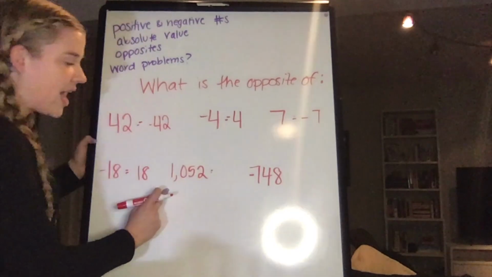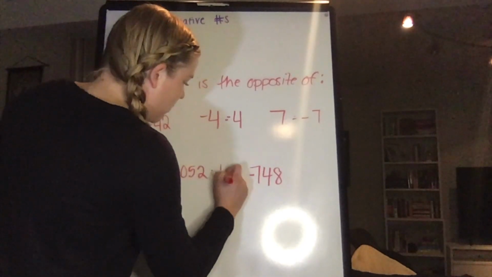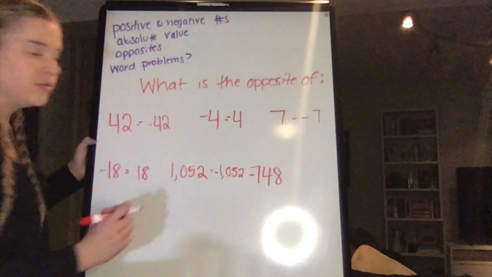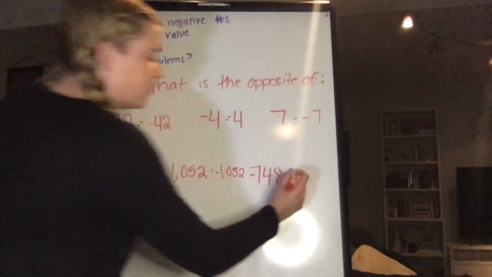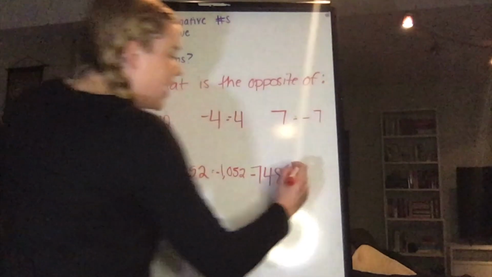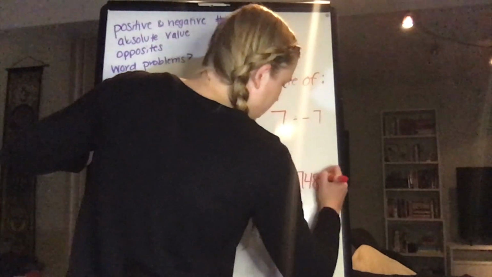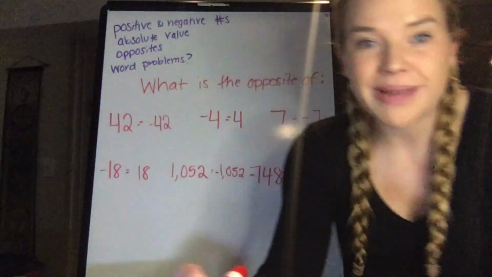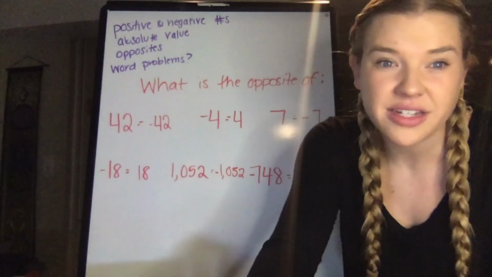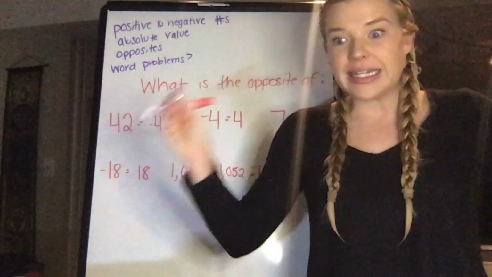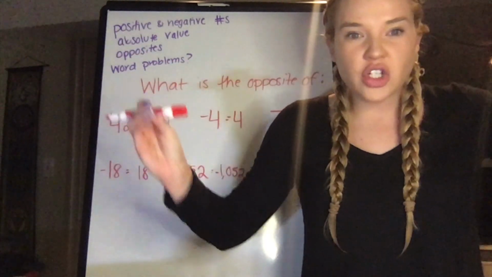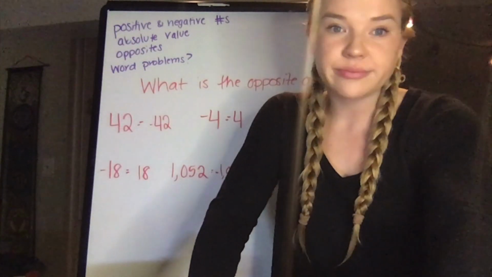The opposite of 1,052 is negative 1,052. And the opposite of negative 748 is just positive 748. All I did was turn my negatives into positives and my positives into negatives. I just want to know what is the exact same distance away from 0, just going in the opposite direction.